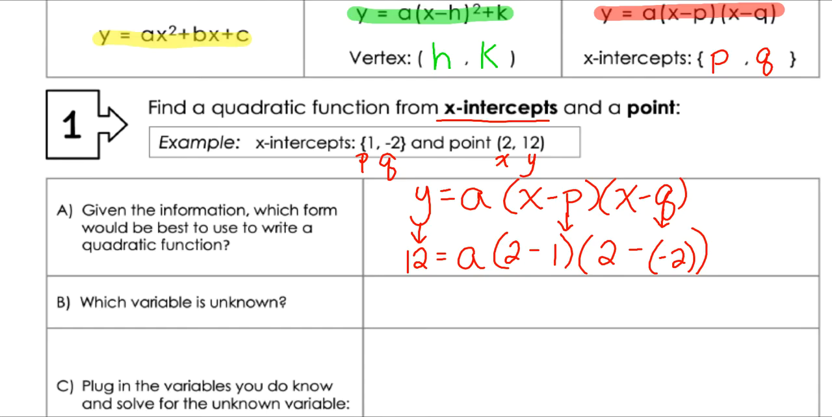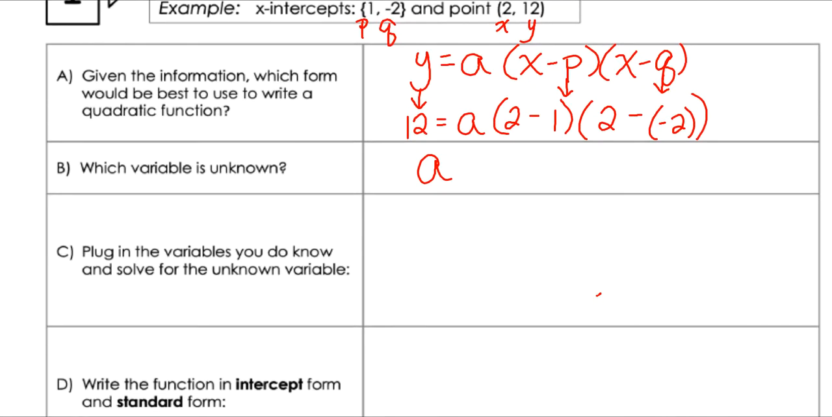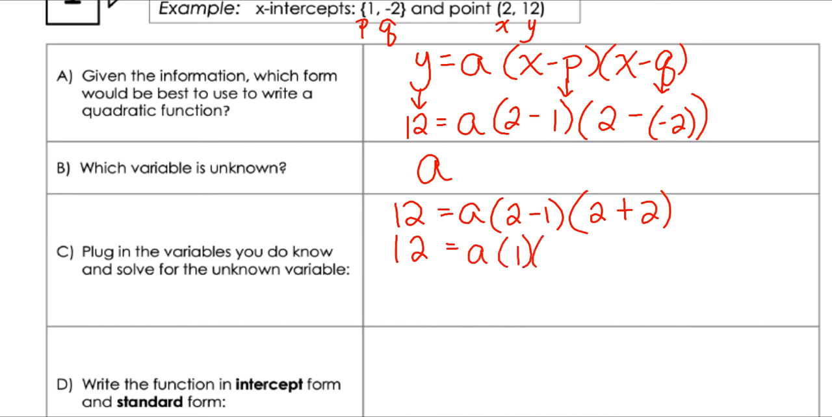So we're going to use the information we're given to write it. In this case, the variable we don't know is a. So we're going to plug in all the variables and solve for the ones we don't. So using what we already did here, we're going to say 12 equals a times 2 minus 1, and then I'm going to write this one as 2 plus 2. So simplifying, I get 12 equals a times 1 times 4, and that's going to get me that 12 equals 4a. So a is 3. So I've solved for that unknown that I had.